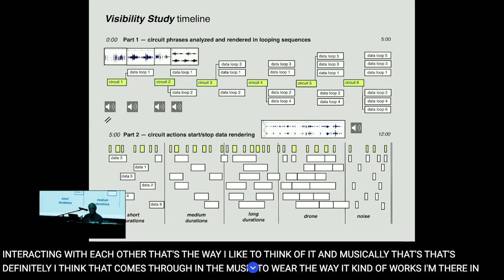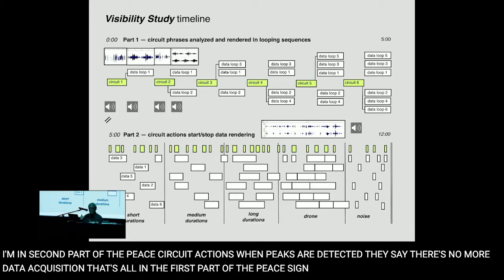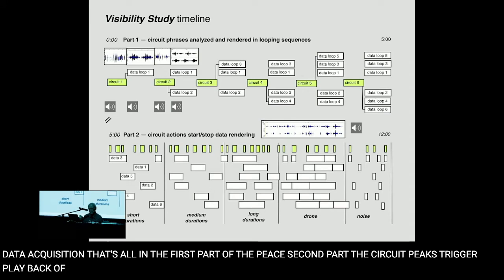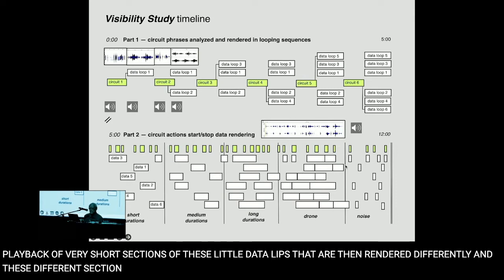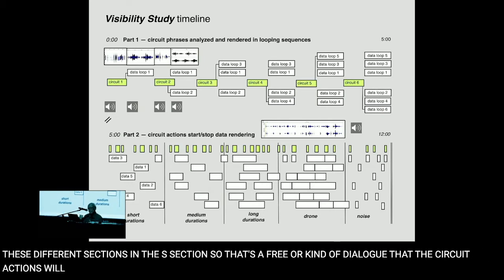In the second part of the piece, circuit actions, when peaks are detected, there's no more data acquisition. That's all in the first part of the piece. In the second part, the circuit peaks trigger playback of very short sections of these little data loops that are then rendered differently in these different sections.